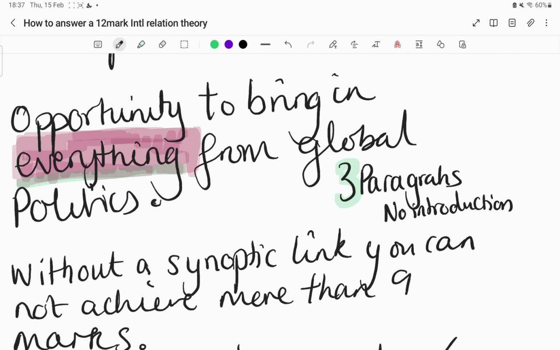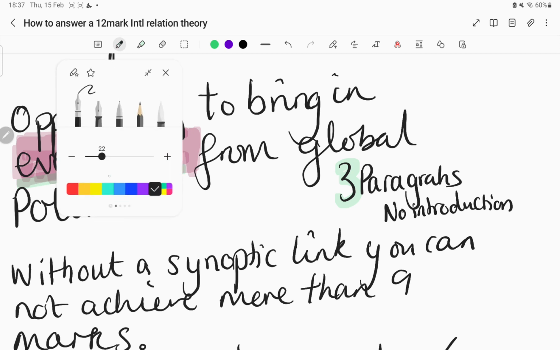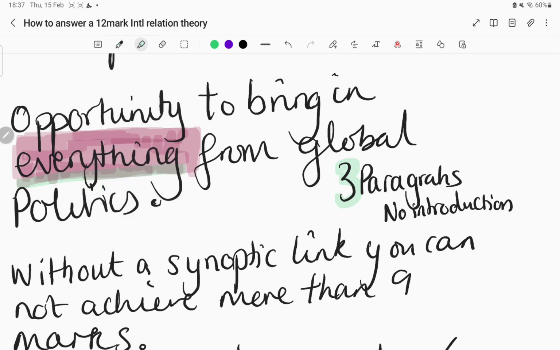Now, there are a couple of things that are going to make your life a lot easier, particularly when answering these questions. The first thing is a synoptic link. So if you do not have a synoptic link, then you can say that you are okay with getting 9 out of 12. And 9 out of 12 is 75%. It's not a bad grade, but just having that knowledge means, okay, I need to link this to other things.